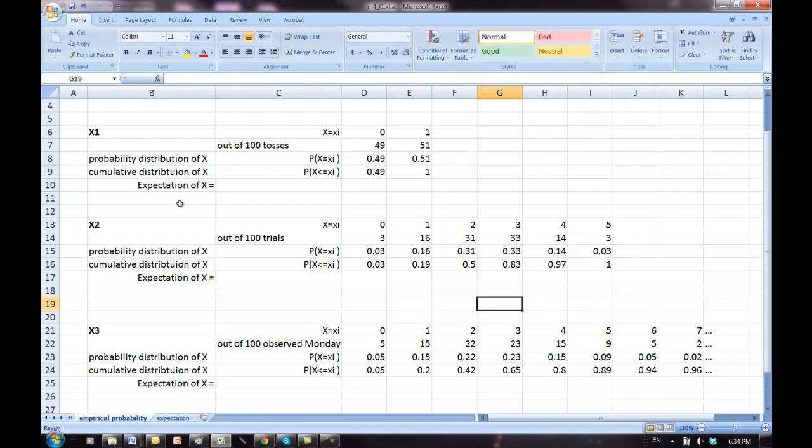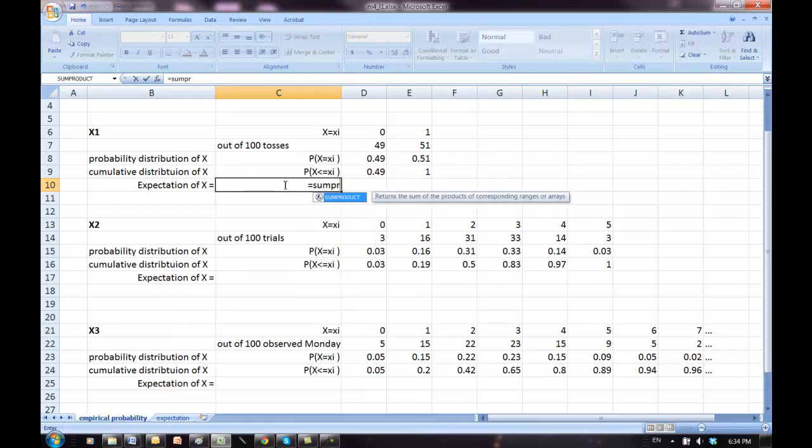Now, the next concept is called expectation of x, and to me personally, I think it's the most important concept in statistics, and it's defined this way. It's defined as we use the sum product of the possible values paired with their associated probability.